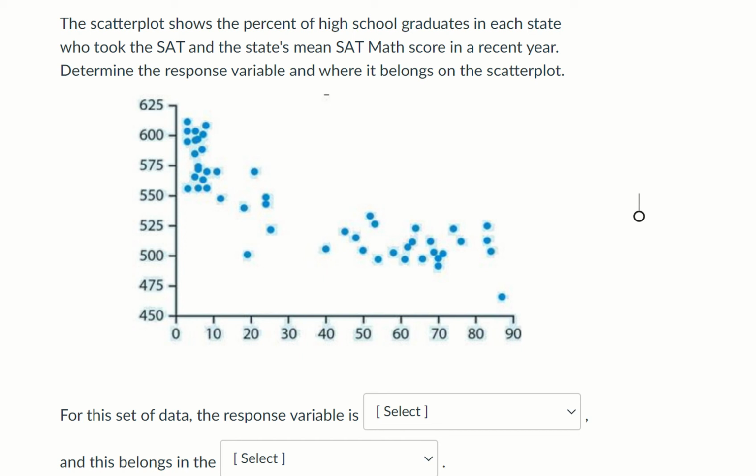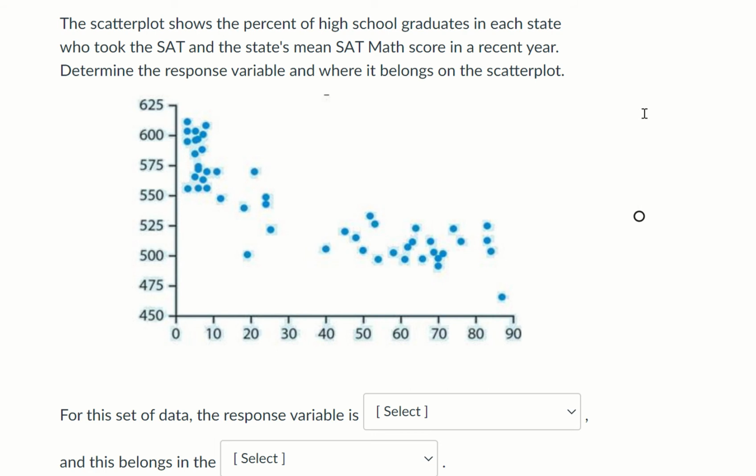Let's do that first. In this case, they're thinking that if, for example, more high school graduates take the SAT, because they're talking about high school graduates here, then that will affect whether or not the SAT math score changes. So they're thinking that the level of high school graduates taking it is going to affect the SAT's score.